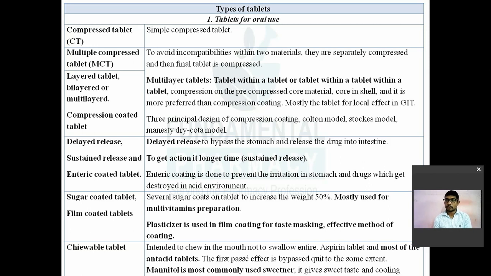Suppose that you have formulated one tablet, compressed paracetamol, but paracetamol is very bitter and has a very bad smell. When the tablet is on your tongue, there will be an intense bitter taste, so you will not feel it is palatable. So in that case, if you coat that tablet with a film coating, you will not get the taste of the tablet. Okay, the taste will be masked.